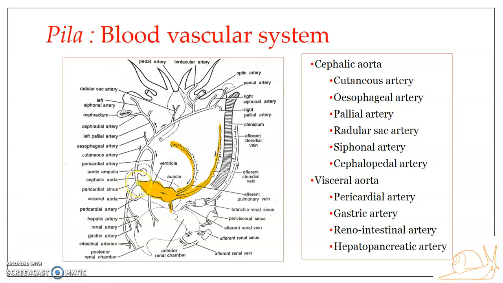Now from the ventricle arises the aortic trunk. The aortic trunk divides into two. This one here moves towards the head. Here you can see the head, so it is the cephalic aorta. And this one is the visceral aorta, which carries blood towards the visceral mass.